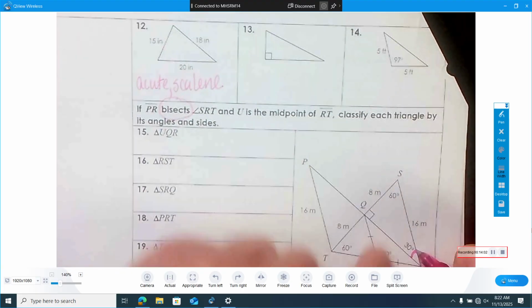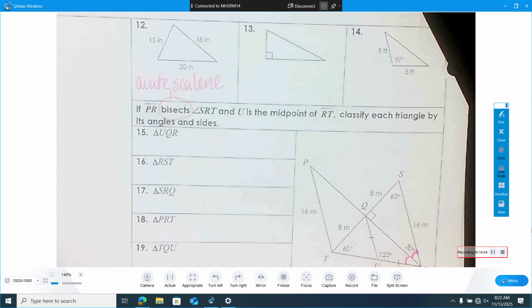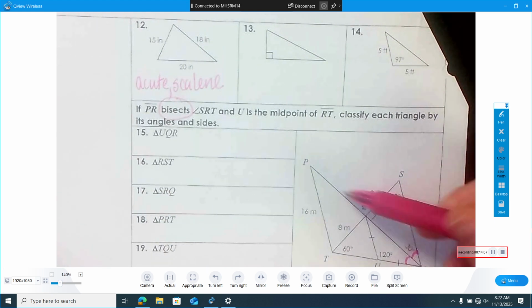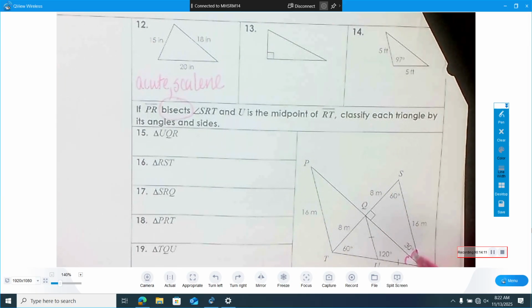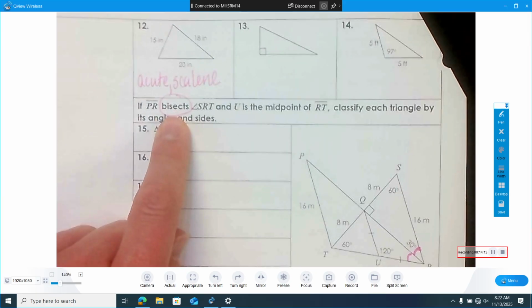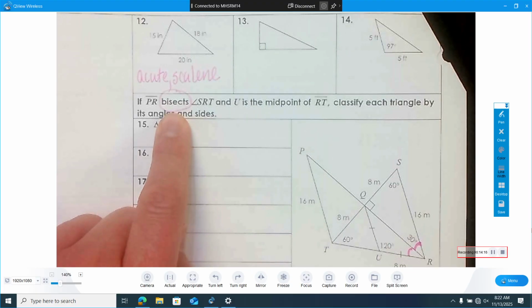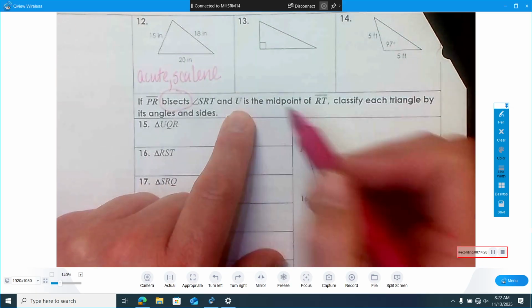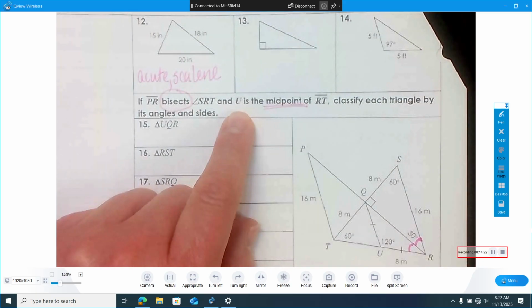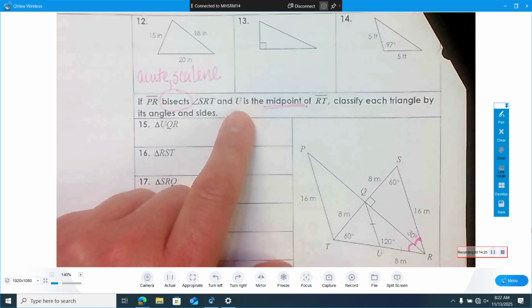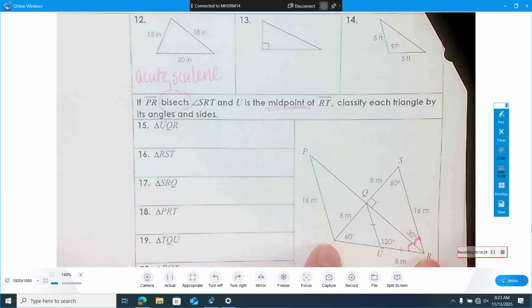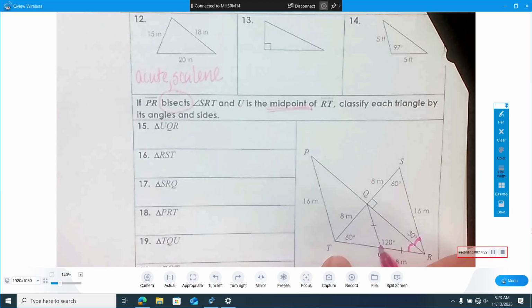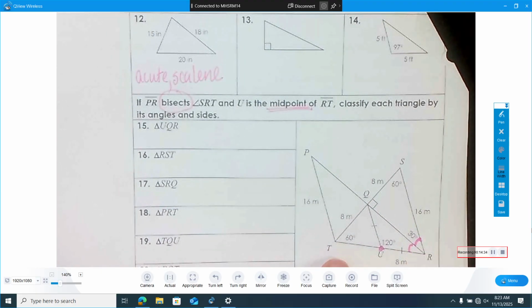So this angle is congruent to this little angle here. So SRP is congruent to PRT. So two congruent angles, and that comes because of bisecting. Read it and mark it on your picture. Really important. It says U is the midpoint of segment RT. All right, if U is the midpoint, what does that create for us?